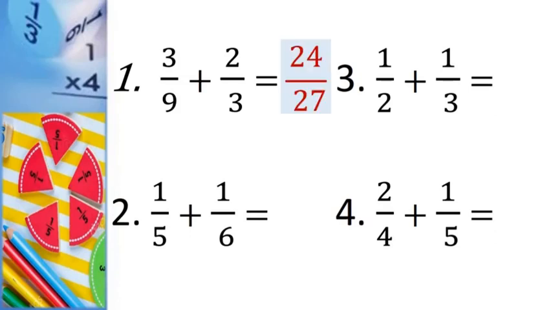For number 1 the answer is 24 over 27. Number 2, 11 over 30. Number 3, 5/6. And 14 over 20 for number 4.